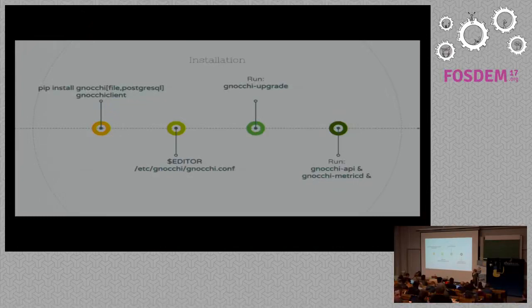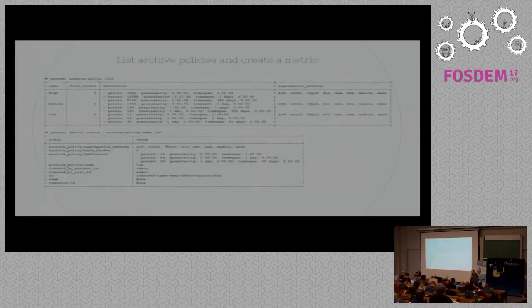You just have to edit the configuration file where you have to change a couple of lines only because everything works by default. The upgrade script creates the first data in the SQL database. And then you have only two daemons to run, and you can run any number of workers for these daemons on any number of nodes, which is the REST API and the metric daemon.